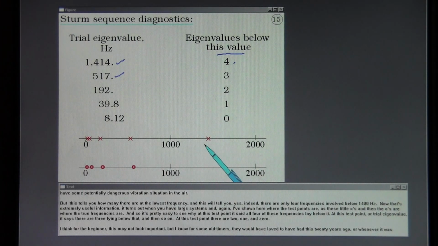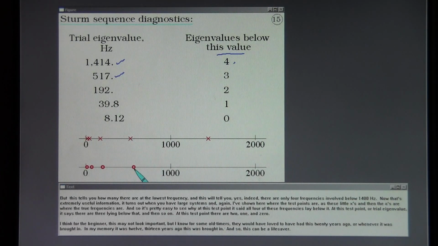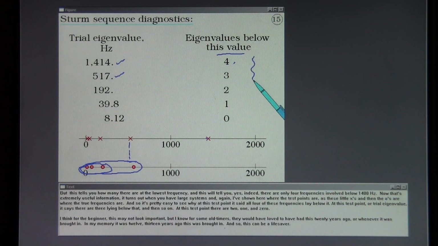And again, I've shown here where the test points are as these little X's, and then the O's are where the true frequencies are. So it's pretty easy to see why at this test point it said all 4 of these frequencies lay below it. At this test point, or trial eigenvalue, it says there are 3 lying below that, and then so on. At this test point, there are 2, 1, and 0. So I think for the beginner, this may not look important, but I know for some old-timers, they would have loved to have had this 20 years ago, or whenever it was brought in. I think, from my memory, it might have been 12, 15 years ago that this was brought in. And so this can be a lifesaver.